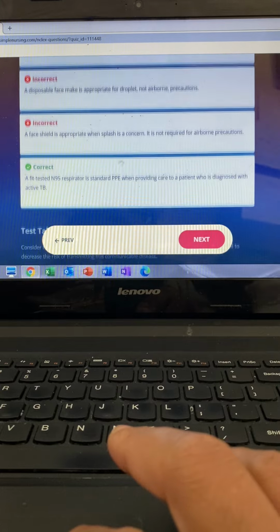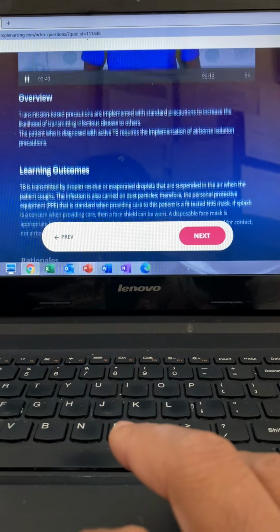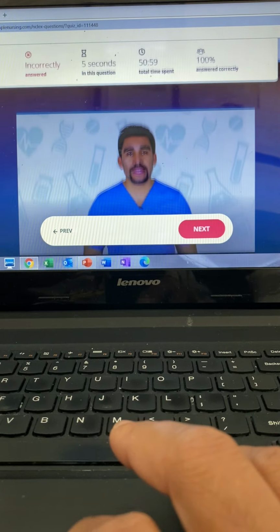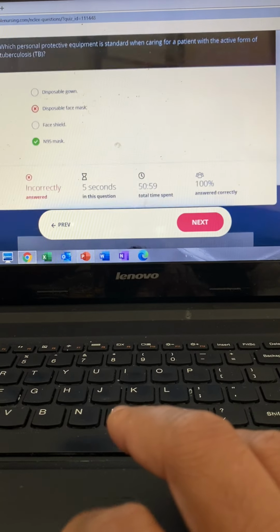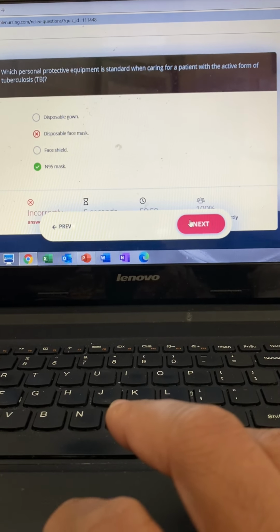So option number 1 is incorrect. Guys, a gown doesn't protect against airborne transmission. Now option 2 is close, but it's incorrect. A face mask is not used to protect against airborne transmission. And option 3, face shield.